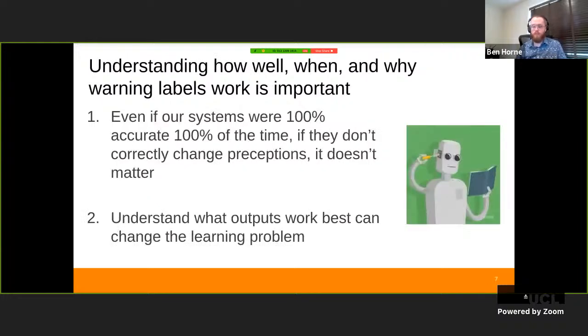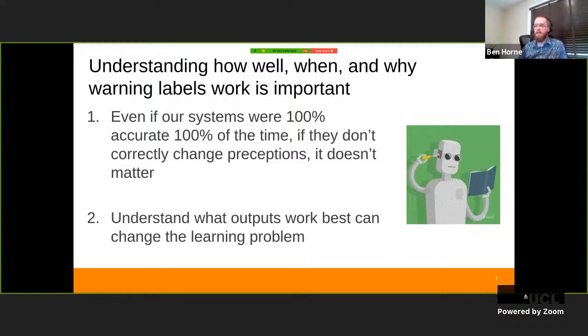Before I get into the main work, I want to say why this is an important gap to study. From my perspective, as a person usually doing the computational side, there are two main motivations for this work. The first one is obvious. Even if we have perfect systems, if they don't correctly change the perceptions of the consumer, then it doesn't really matter. It doesn't matter what you do if it doesn't change perceptions. So this is something we need to understand.